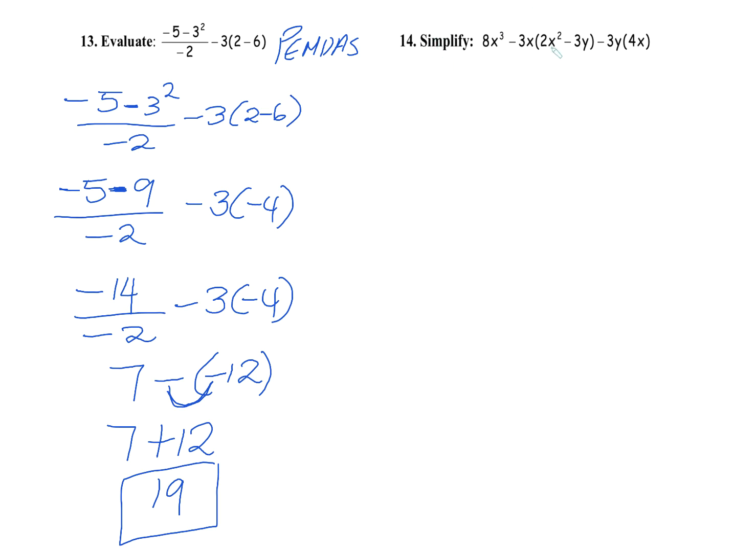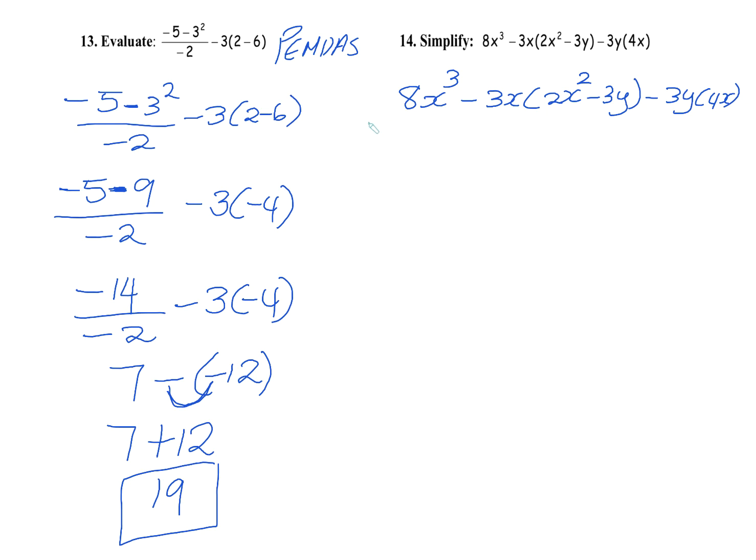14, we have to simplify. Just look at your problem. Look at what's going on. When I look at this, I see parentheses. Now, whenever you see parentheses, your first step is to eliminate them. And once you eliminate them using the distribution law, then your next step should be to combine like terms. So I have 8x to the third minus 3x, which is multiplying 2x squared minus 3y, minus 3y times 4x.